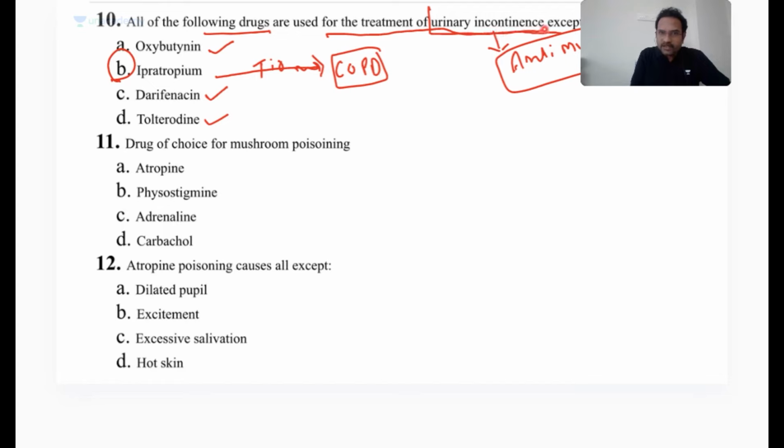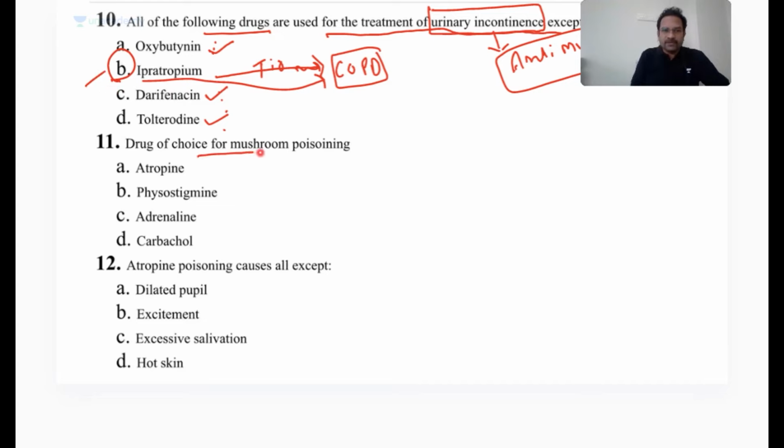But the question is asking about urinary incontinence, except. The exception is this one. Oxybutynin, solifenacin, tolterodine, all of them are used to treat urinary incontinence, but ipratropium and tiotropium are used to treat chronic obstructive pulmonary disorder. So option B is the right answer here.